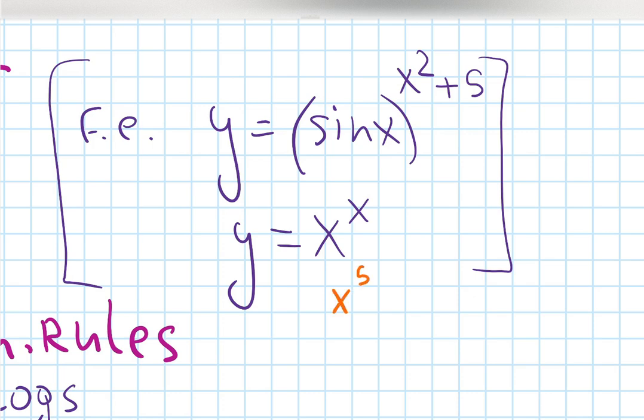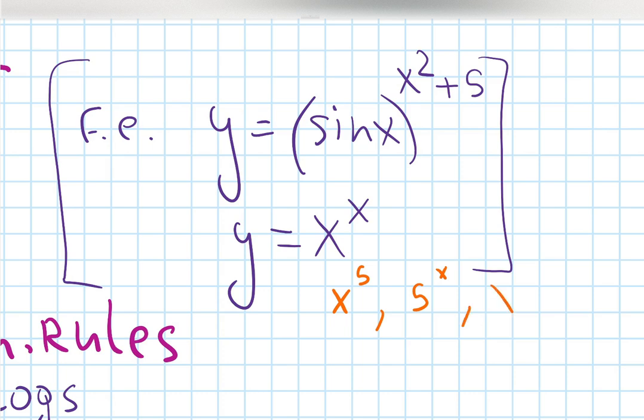x to the 5, that's a polynomial. Derivative of x to the 5 is 5x to the 4. If you have something like 5 to the x, that's an exponential function. Derivative of that function is 5 to the x times natural log of the base 5.